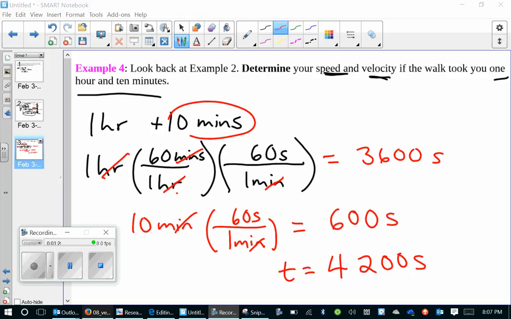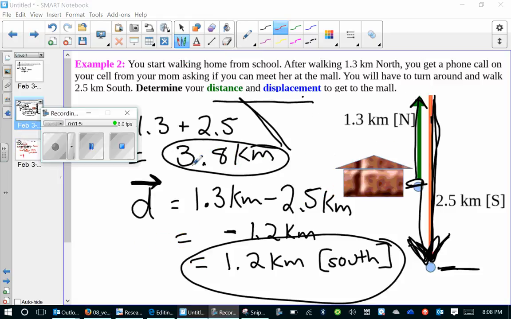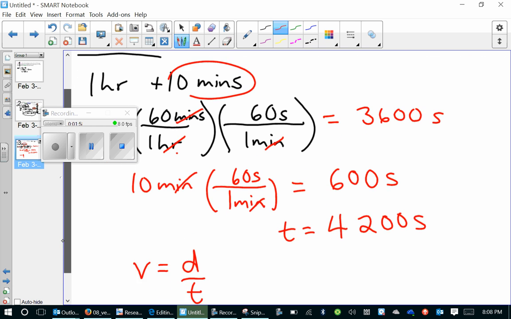So let's talk about sig figs. I wrote out 1 hour and 10 minutes. It was really vague how many sig figs I have. So I'm going to leave all of those digits for my sig figs. Now, to find speed or velocity, I need either a distance or a displacement, right? Well, from question 2, my distance was 3.8 kilometers. And we're going to put it in meters per second.